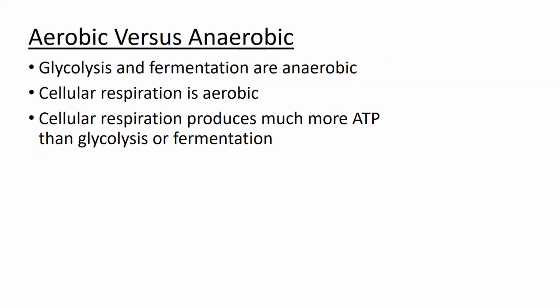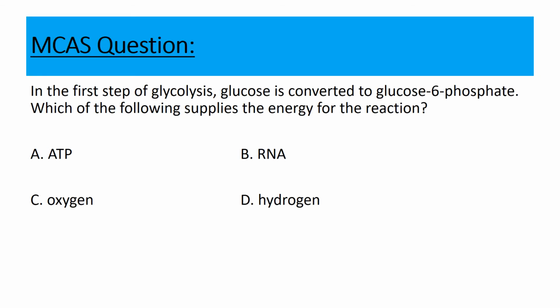Glycolysis and fermentation are anaerobic, or not aerobic. So glycolysis and fermentation do not require oxygen. Cellular respiration is aerobic. It requires oxygen. Cellular respiration produces way more ATP than glycolysis or fermentation. As we've noted before, aerobic cellular respiration is going to produce way more ATP than anaerobic cellular respiration. So glycolysis and fermentation produce some ATP, but they don't produce nearly as much as cellular respiration, which uses oxygen. Let's look at some MCAS questions.